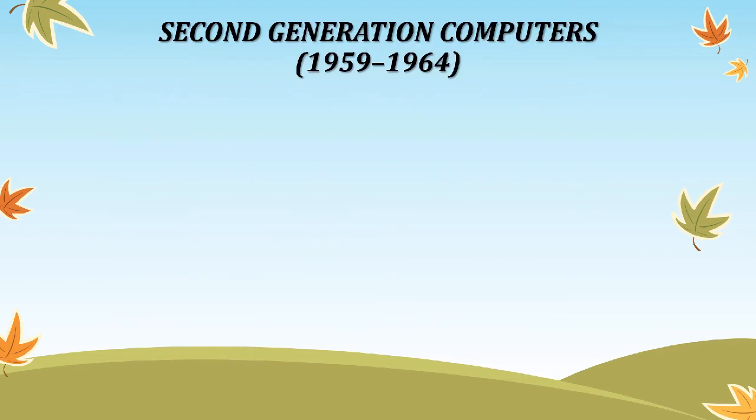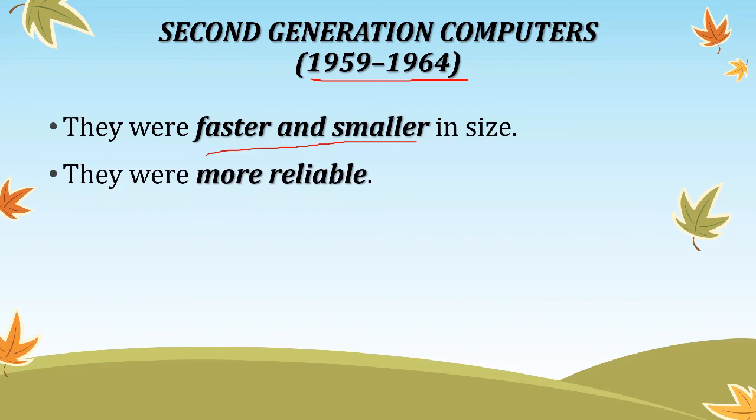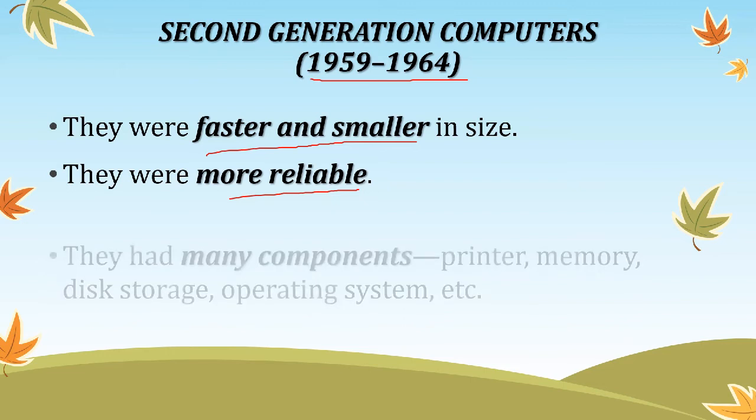So in today's class we are going to see about the second generation computers, from the year 1959 to 1964. The second generation computers are faster and smaller in size when we compare to the first generation computers. And they are more reliable when we compare to first generation computers.